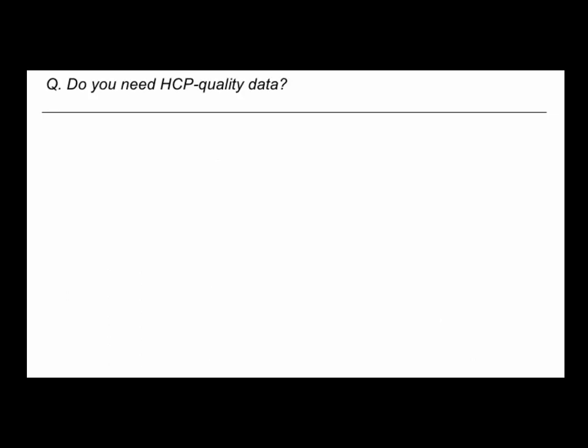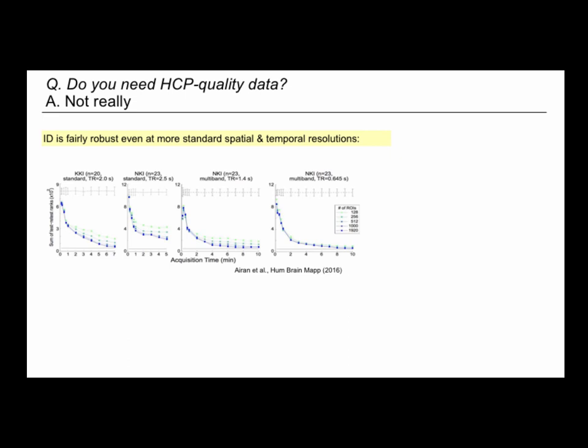One of the first questions that we got a lot after the identification paper came out was, do you need HCP quality data? The HCP had very high spatial and temporal resolution, and people were wondering if that was really critical for this type of analysis, and my answer is not really. It turns out that at least the identification part is fairly robust, even at more standard spatial and temporal resolutions. This was a nice paper that came out a couple years ago by Iran et al.